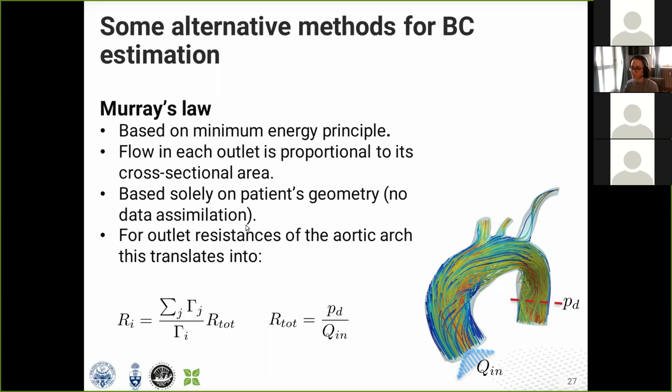So in order to apply Murray's law, you first need to calculate the total resistance of your aorta, and this means knowing an estimate of the pressure over your geometry, and the inlet flow rate, Q in. The total resistance, this is Ohm's law, will be equal to the pressure over the flow rate. And once you have this, you can just split the resistances based on the outlet areas. And this is probably by far the most diffuse technique for boundary condition estimation.